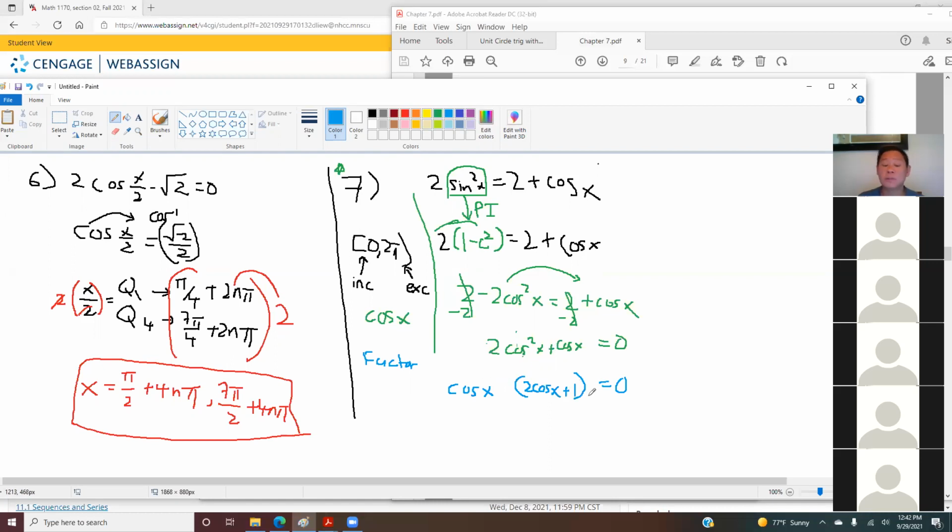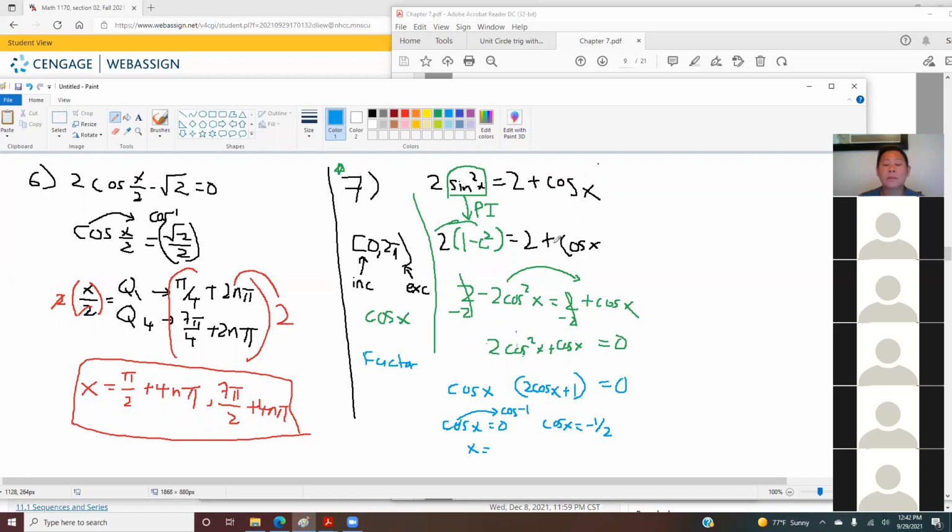And because it's equal to 0, you can set this cosine x equals to 0, and you set this equals to 0. If you set that equal to 0 and solve for cosine x, this is negative 1/2. You minus 1 and divide by 2. And then you move the cosine over to become the arc cosine.